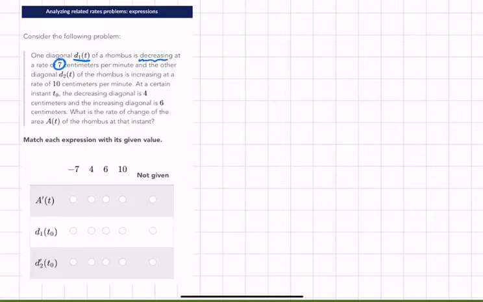Let's write that out. Now, it's saying it's at a rate. So I'm going to say d sub 1 dt equals -7. Why is it negative? Because it's decreasing. The rate is decreasing. And why did I do the d over dt? Because it says it's a rate. So I must have the d over dt.